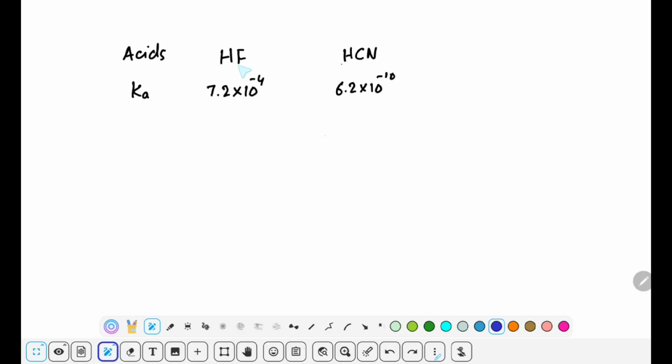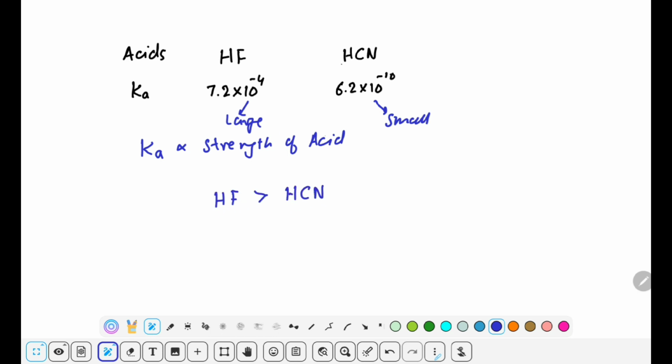Question: which acid is stronger, HF or HCN? We are given their acid ionization constant values, Ka. For HF, it is 7.2 × 10^-4, and for HCN, it is 6.2 × 10^-10. Remember, the clue for such a question is that the acid ionization constant Ka is directly proportional to the strength of the acid. An acid having a higher value of Ka will be the stronger acid. Looking at these two values, 10^-10 is a very small value, and 10^-4 is a large value. So here HF is a stronger acid than HCN. So the clue is that Ka is directly proportional to the strength of the acid.